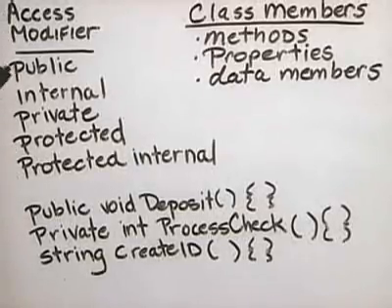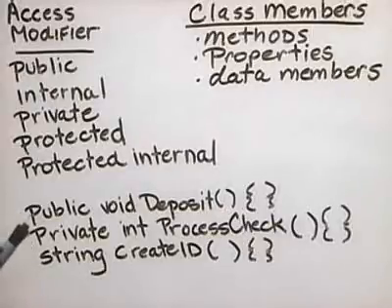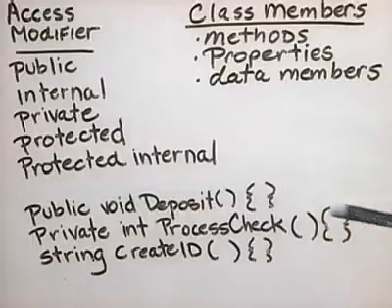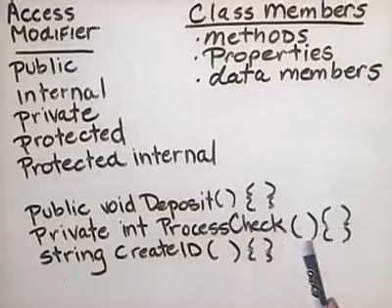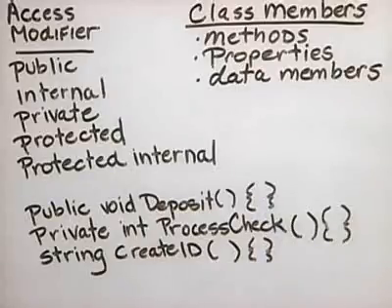These are the access modifiers in C#. You can see that you have several of them: public, internal, private, protected, and this access modifier actually is two words: protected internal. Now what I've done here is I've applied some of those access modifiers to these methods. I have a method called deposit, process check, and create ID. Notice that I've just short-circuited the structure of the method. I've got the parameter list here. No one takes parameters. None of these methods do. And then this is your code block for the different method.